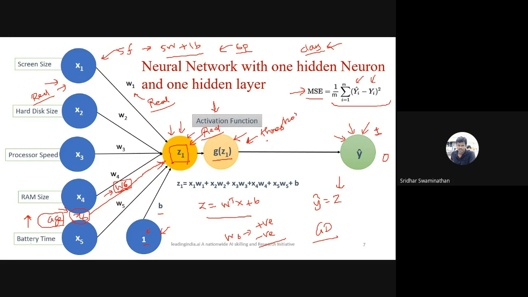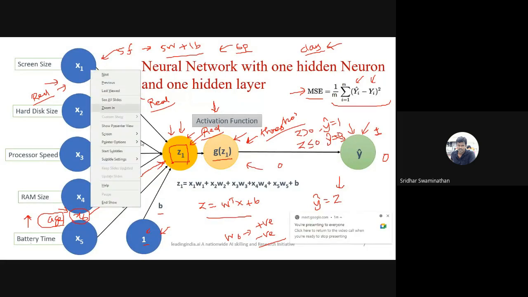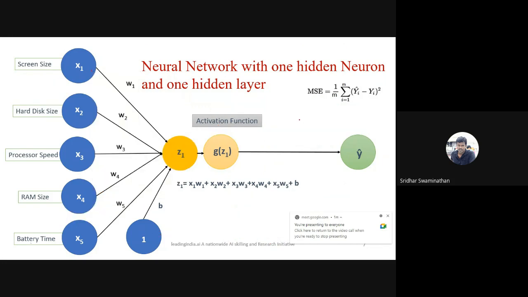So we have to set a threshold. Setting a threshold is a very simple thing. So here in this problem, we can set a threshold of 0. If your Z is greater than 0, then your Y cap will become 1. If your Z is less than or equal to 0, then your Y cap will become 0. So let me clear this entire slide and give it to you. We are going to use the activation function, which is the threshold. If Z is greater than 0, Y cap is 1. If Z is less than or equal to 0, Y cap is 0.